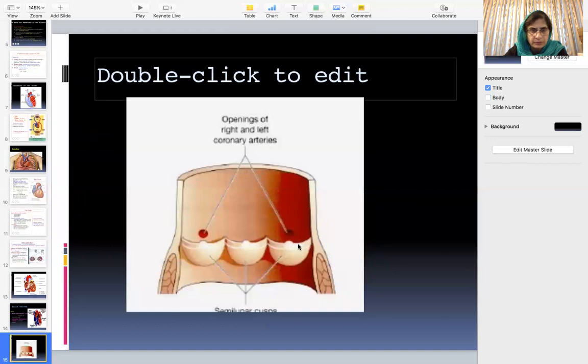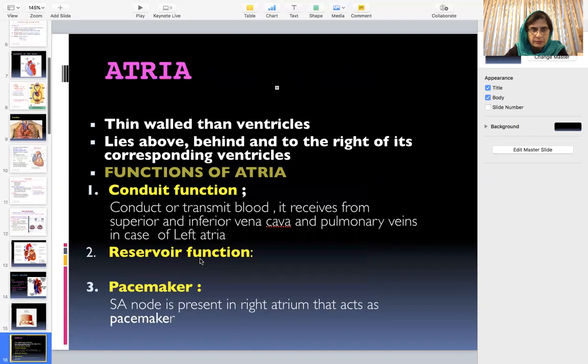So these are the semilunar valves in the aorta and the pulmonary artery. These are half moon shaped structures which ensure the one-way flow of the blood. They prevent the reflux of blood, because regurgitation of the blood is an abnormal condition. So usually it ensures the one-way flow of the blood.